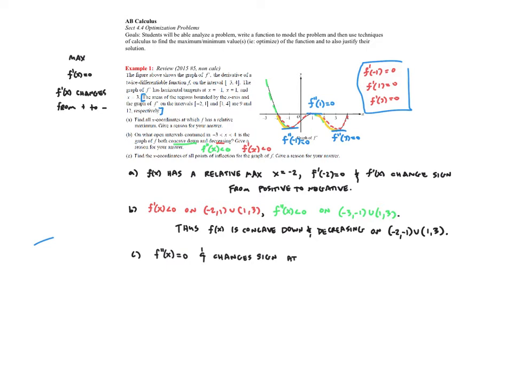Therefore, it changes sign at x equals negative 1, 1, and 3. Thus, f of x has a point of inflection at each of those values. All right, outstanding. Let's look at another example.